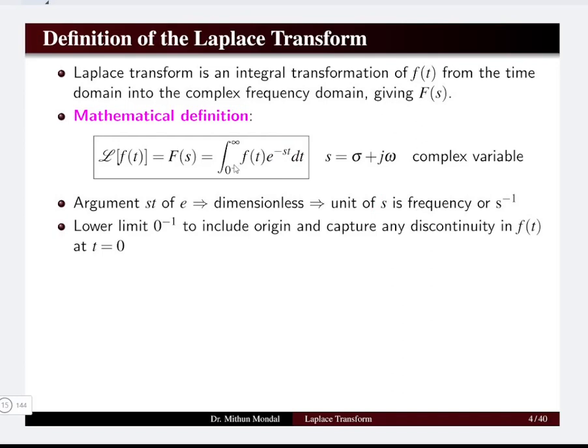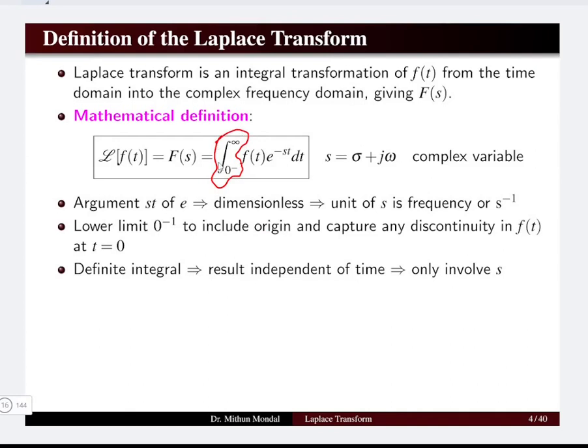Second point is the lower limit is given as 0 minus. This is to include the origin and capture any discontinuity in the signal f of t at time t equal to 0. So where the switching has taken place at time t equal to 0, if there is any discontinuity, that also will be captured if the lower limit is given as 0 minus. Now this integral is from 0 minus to infinity, which is a definite integral, and the result hence will be independent of time because it is integrated over the time.